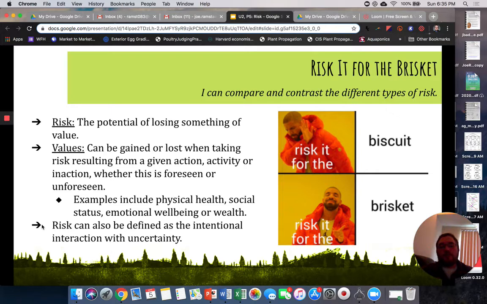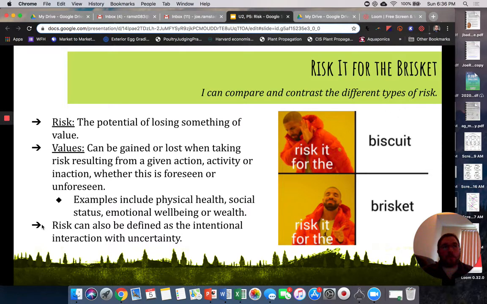When you choose to eat a hamburger, if you value your personal health and your well-being, you are potentially taking a risk, right? You are taking a risk because if you get sick from that hamburger, your health is something you're giving up. Okay, so values can be gained or lost when taking a risk resulting from an action, activity, or inaction, whether this is foreseen or unforeseen.